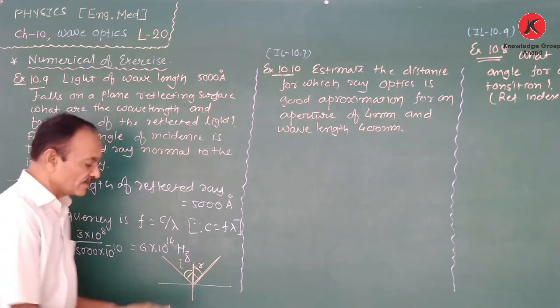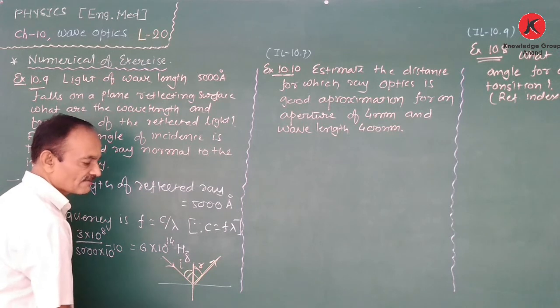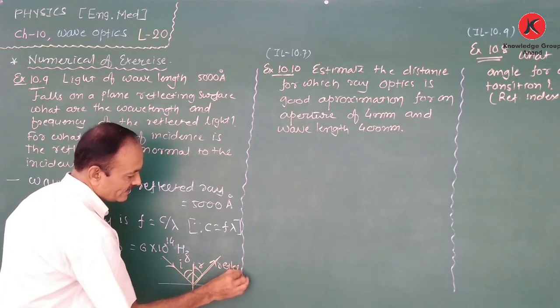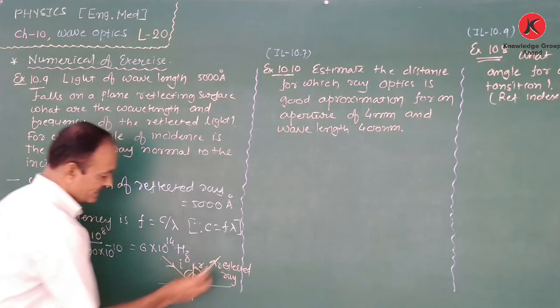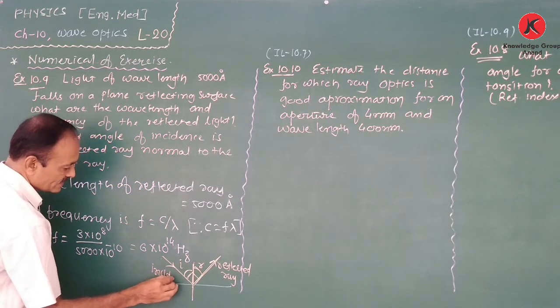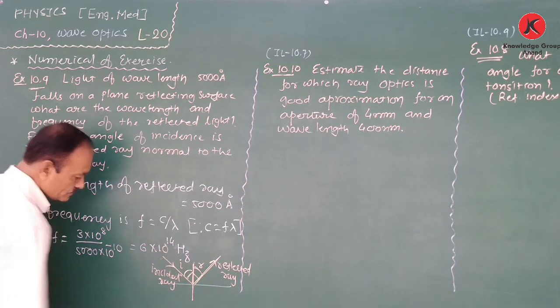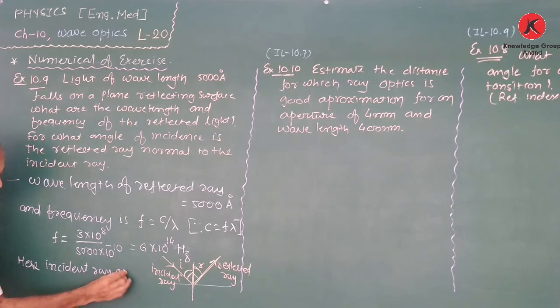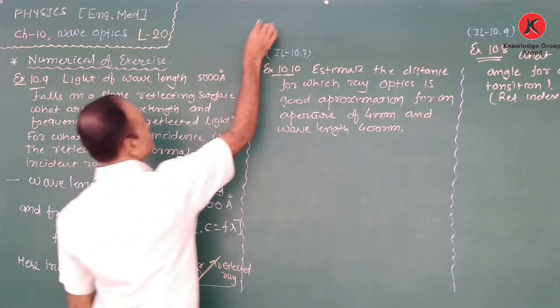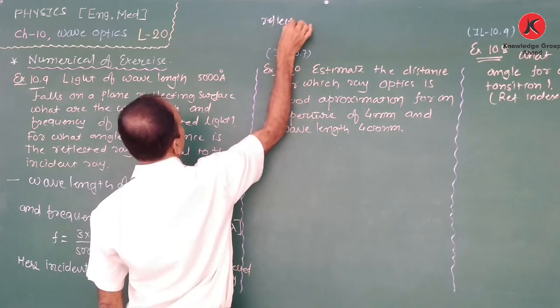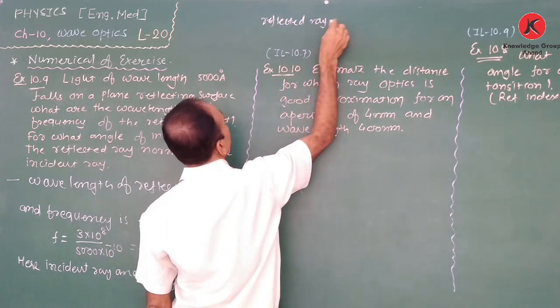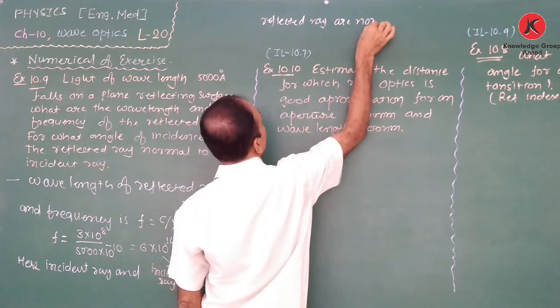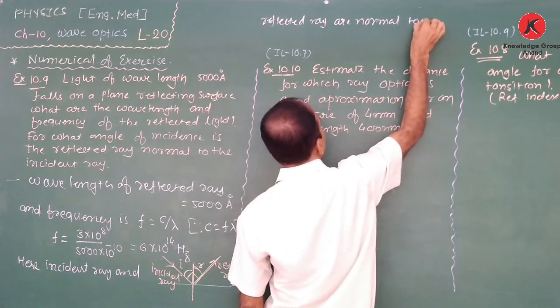i plus r is equal to 90. There is the reflected ray and that is the incident ray. Now here, what is given? The incident ray and reflected ray are normal to each other.